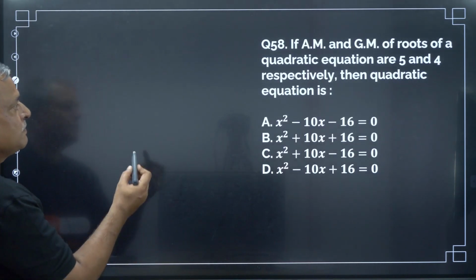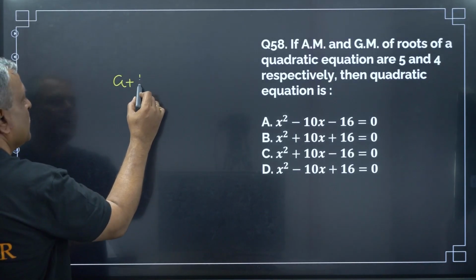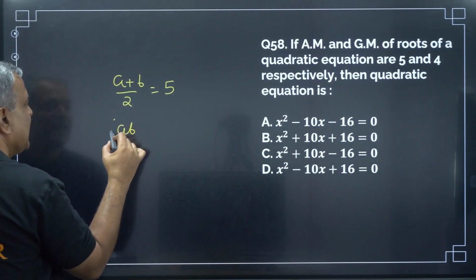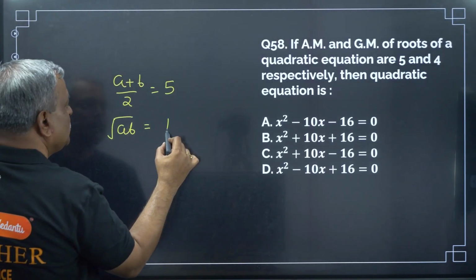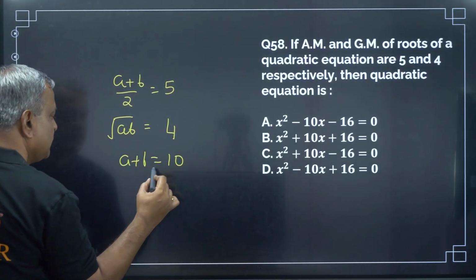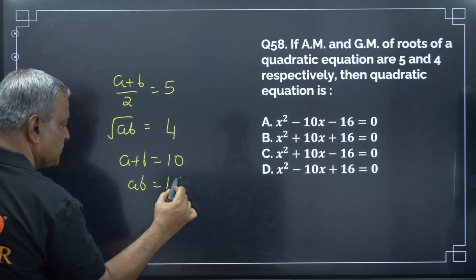58. Arithmetic mean (a plus b) by 2 is equal to 5. Root ab is equal to 4. So we get a plus b is equal to 10, ab is equal to 16.